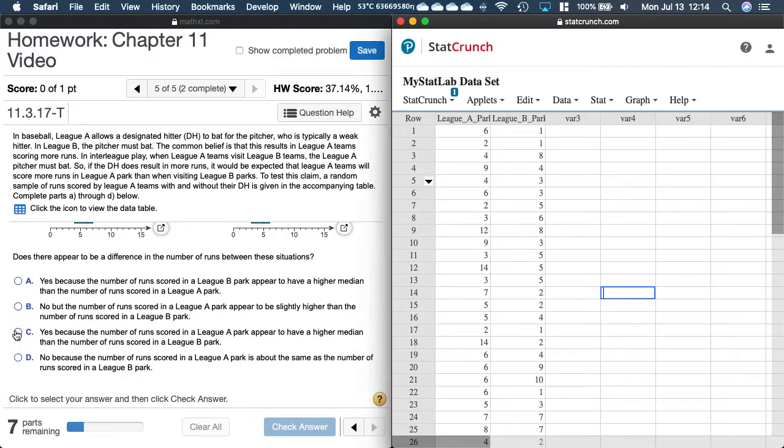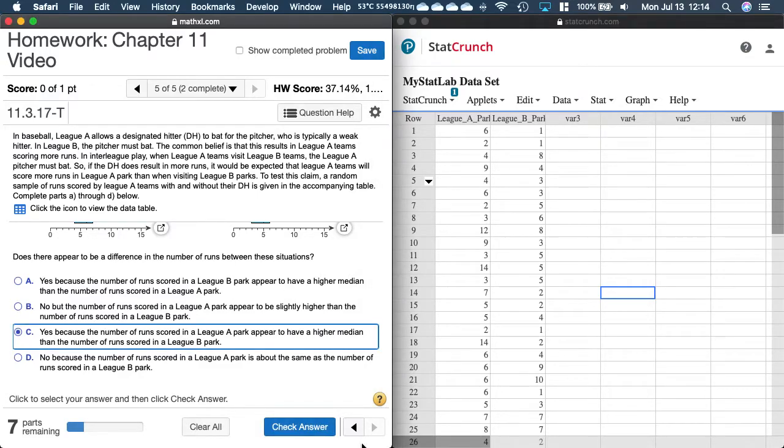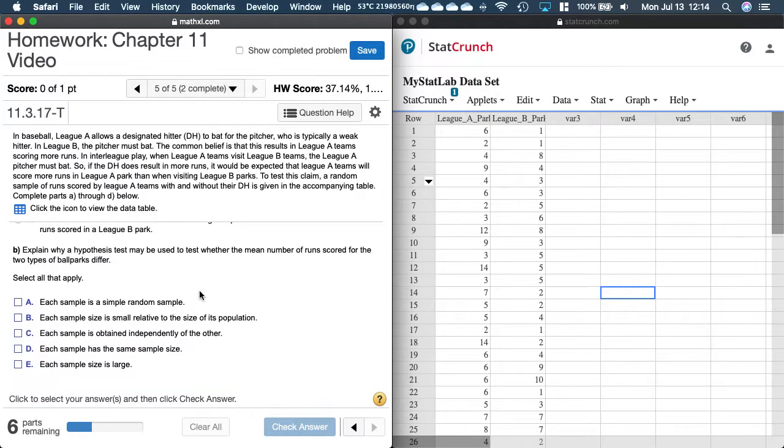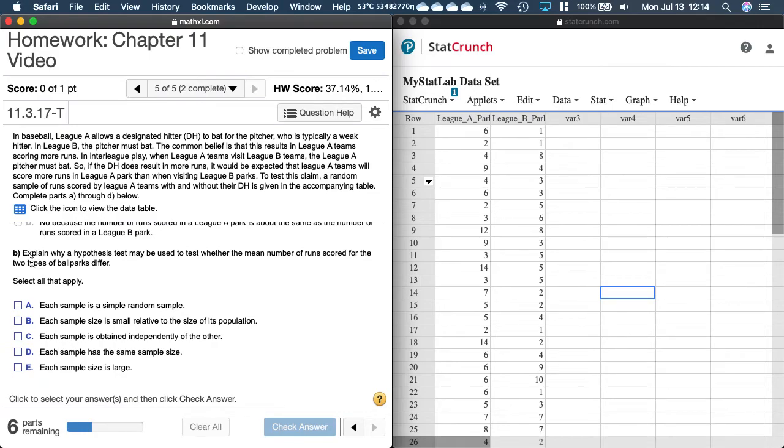All right, so I'm just going to go ahead and choose menu option C here, and let's see what we get. All right, kind of cruising right along. So explain why the hypothesis test may be used. Okay, so each sample is a simple random sample. Yep, we would hope so. Each sample size is small relative to the size of its population. So I think we're taking a look at baseball. And baseball has been around for a major long time.